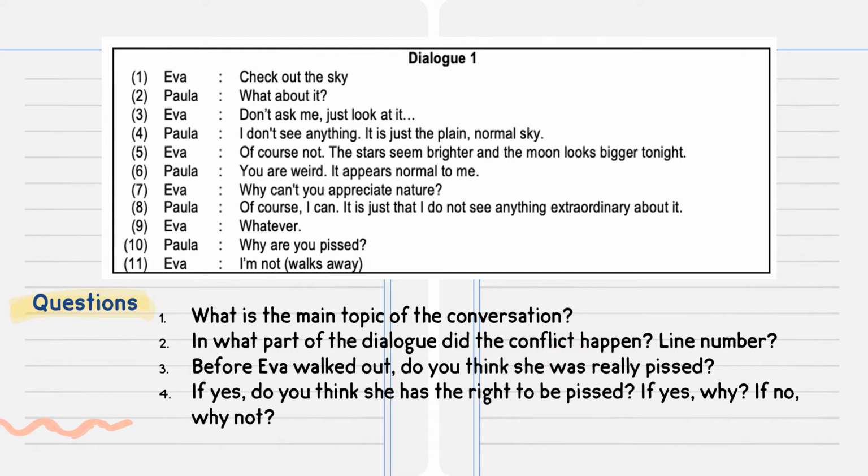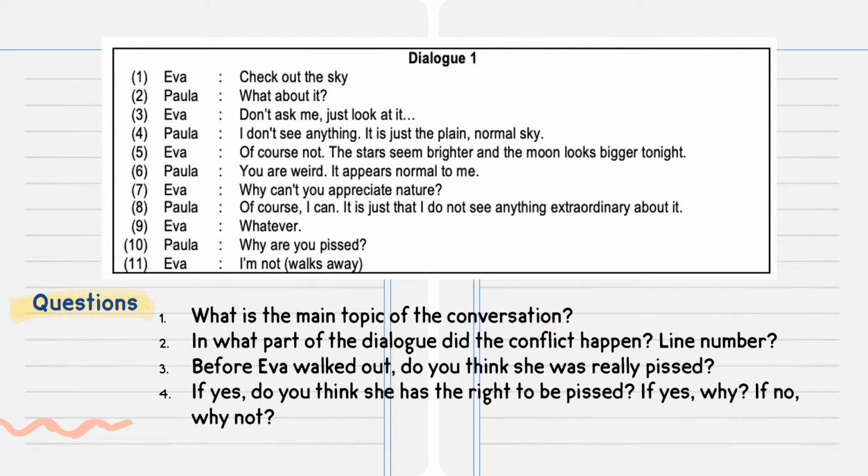Before Eva walked out, do you think she was really pissed? Kung kayo, yung nasa kondisyon ni Eva, and looking at the lines, the exchange of lines between Eva and Paula, do you think nagkaroon talaga, na ines si Eva kay Paula? I think the answer is yes. Nainis siya. But we go now to the question number 4.